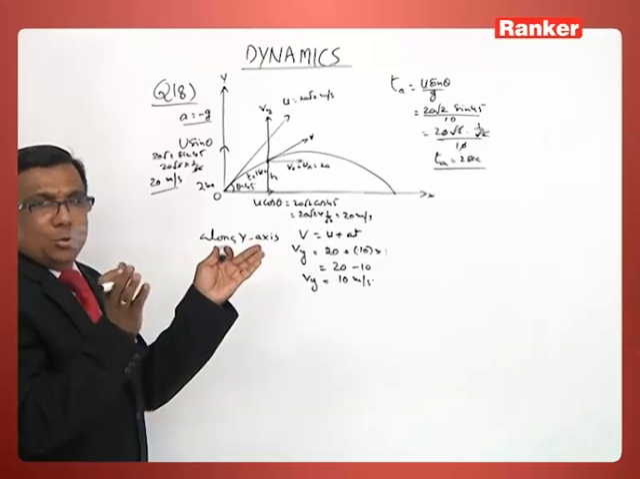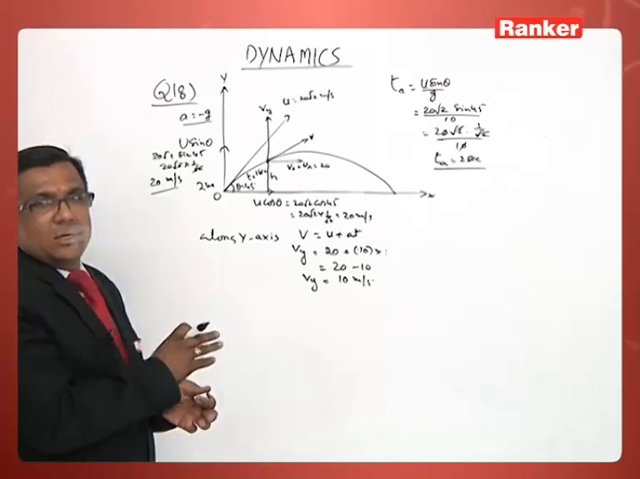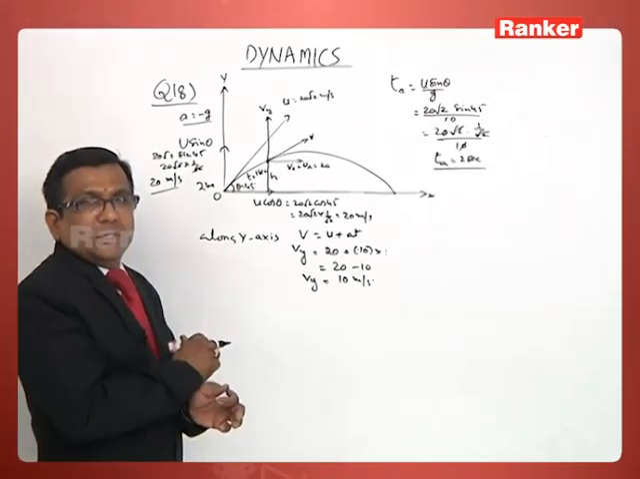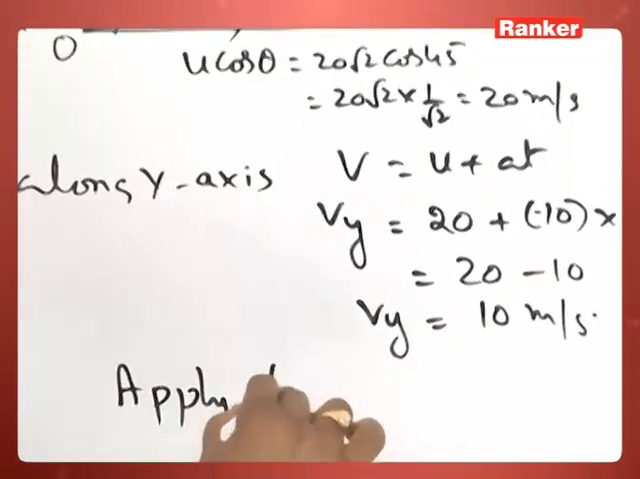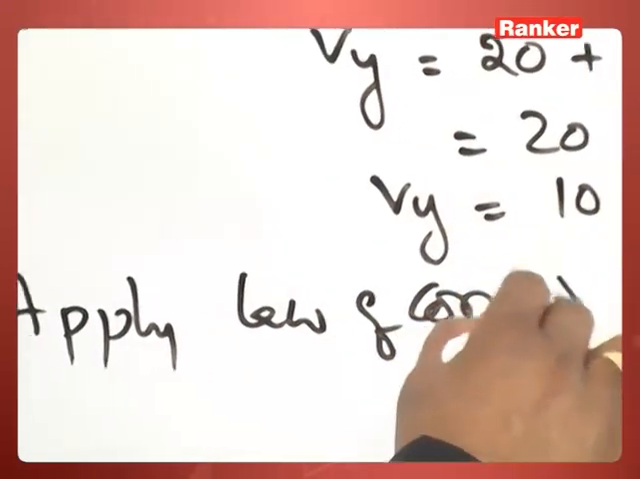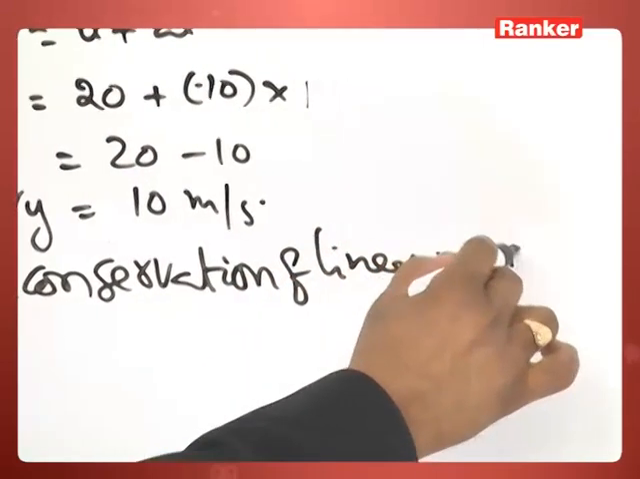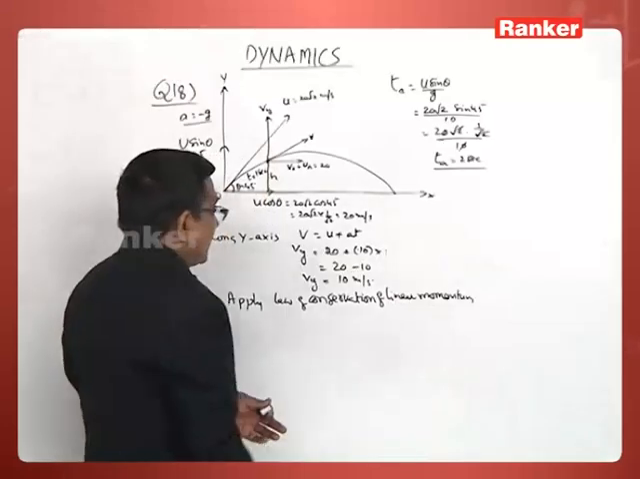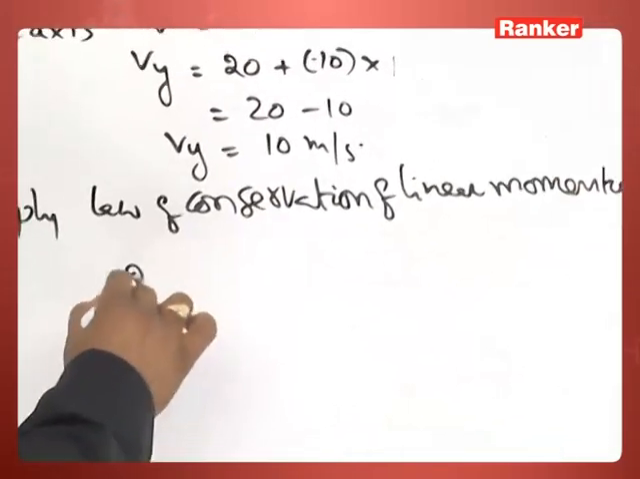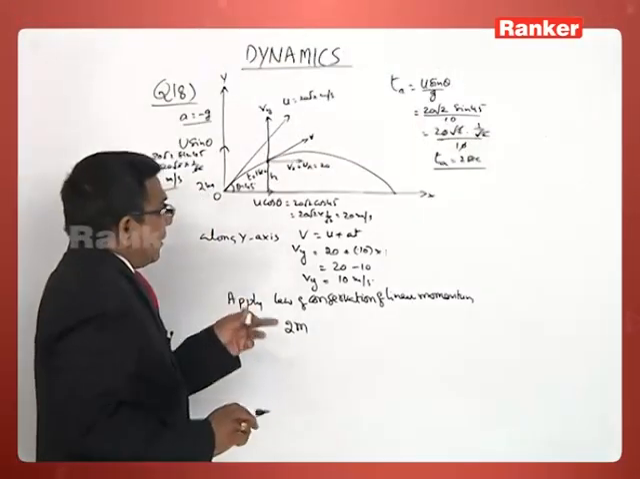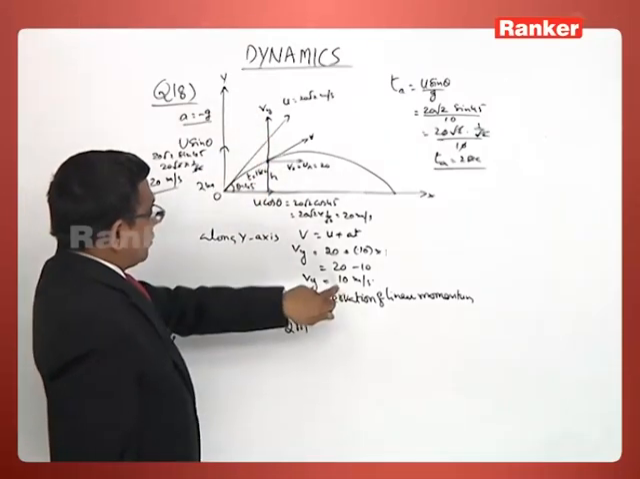So at this point of time, what is happening? That piece is breaking into two equal masses and one part is coming to rest. So the other part is still in motion. So we have to calculate the velocity of the second part. For that purpose, apply the law of conservation of linear momentum. Total momentum before explosion: before explosion, it is a single piece, so 2m. And what is its velocity along the y-axis? Before explosion, the velocity along the y-axis we got is 10.